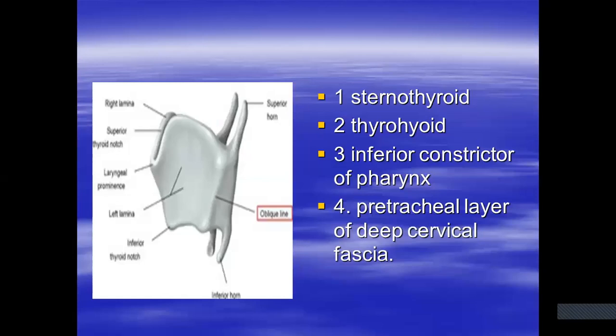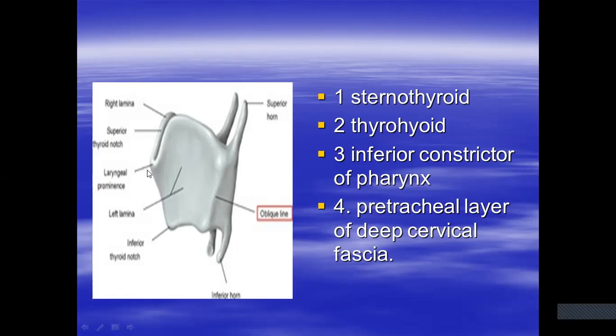Now, the lower parts of the anterior borders of the right and left laminae fuse in the midline to form a median projection. This median projection is known as the laryngeal prominence or Adam's apple.